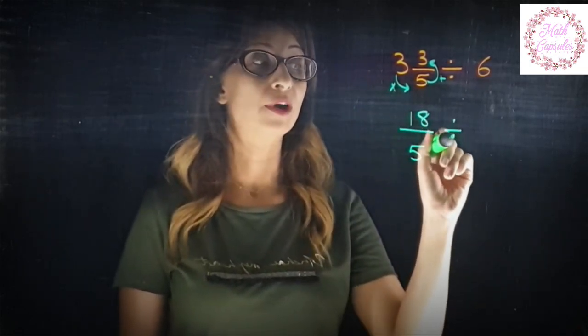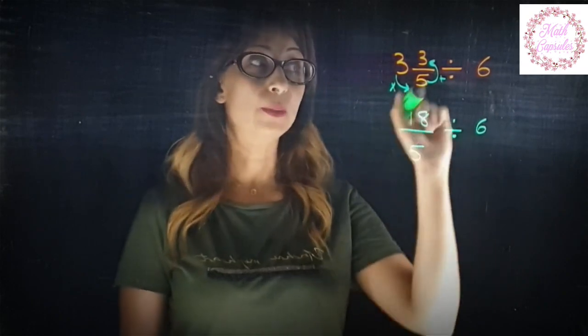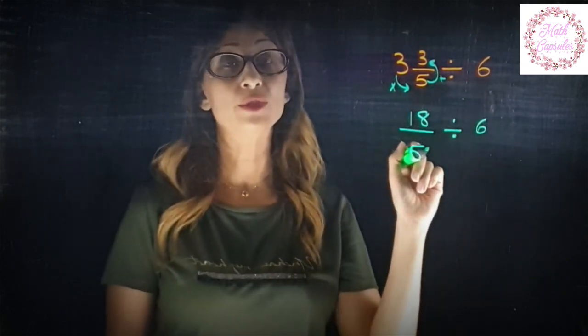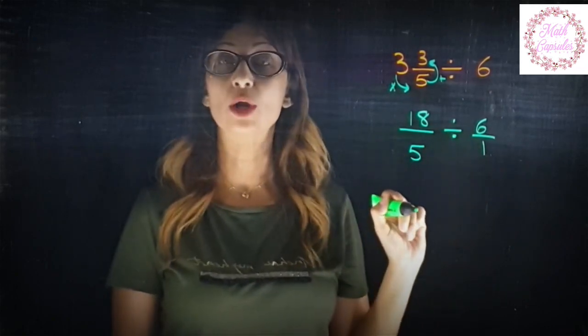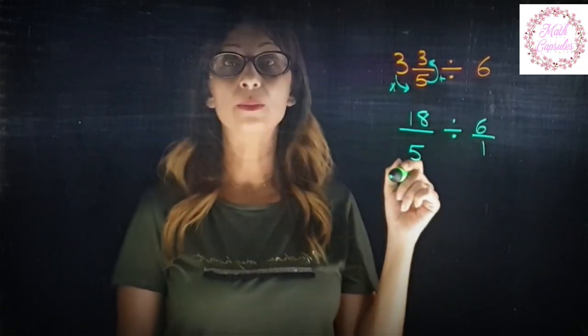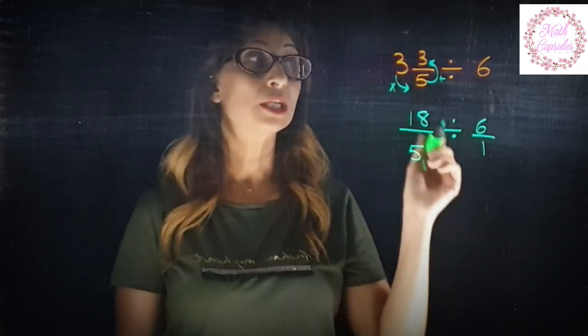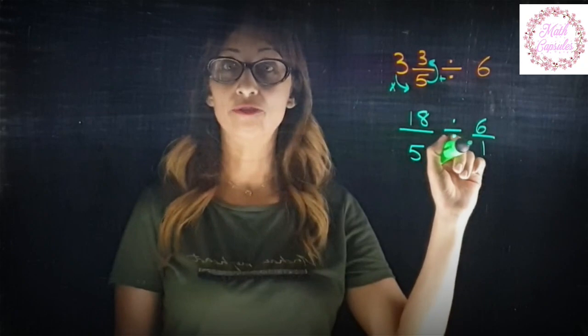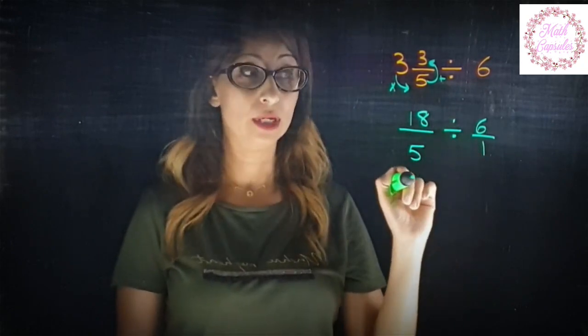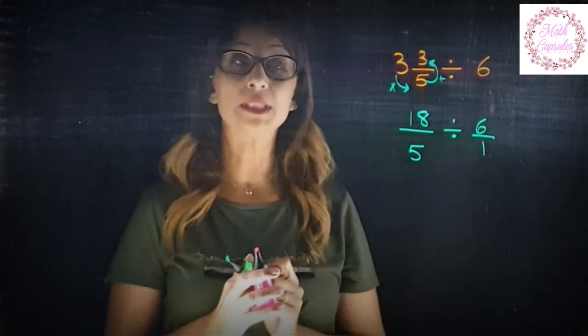And this is divided by 6. Remember that a whole number, I have to change it into a fraction form by making it over 1, because I'm working with fractions here, so I will change the whole number into a fraction as over 1. Now 18/5 divided by 6/1.